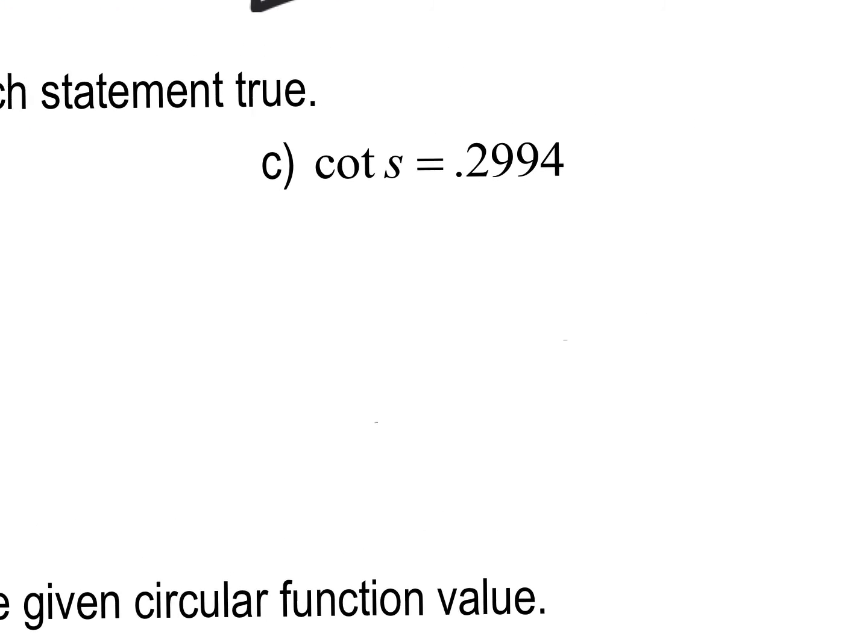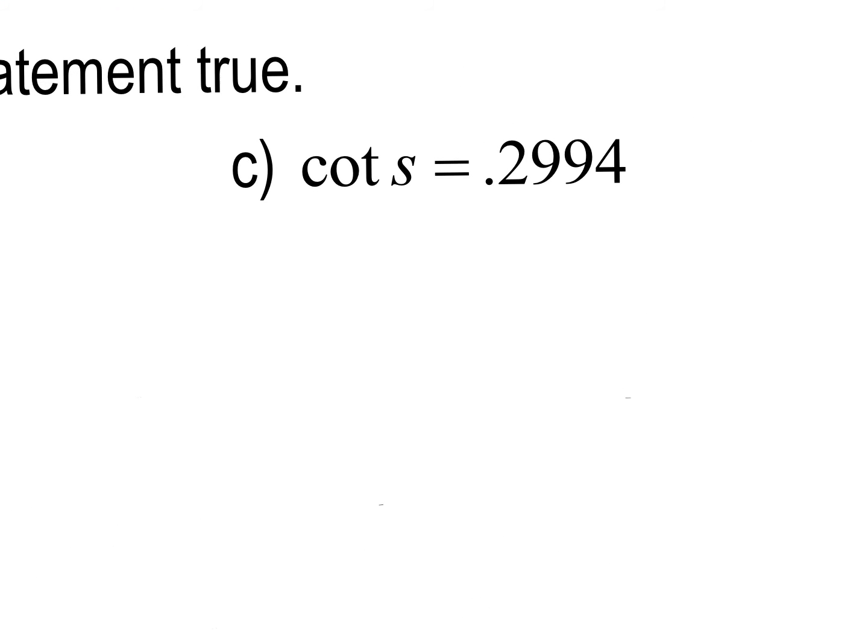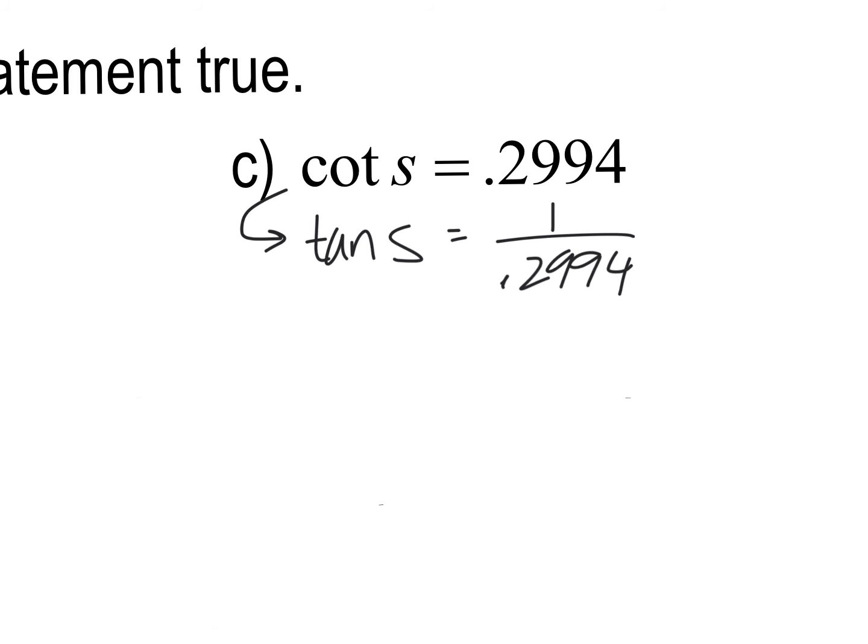All right, let's do this last one. This last one is a cotangent one, and I know a lot of us were getting a little bit confused with how to type a reciprocal function into the calculator. When do you do the 1 over thing? So my advice would be to rewrite this using reciprocal functions. Make it tangent of s equals 1 over 0.2994. That's the identity, that the cotangent of theta is 1 over the tangent.